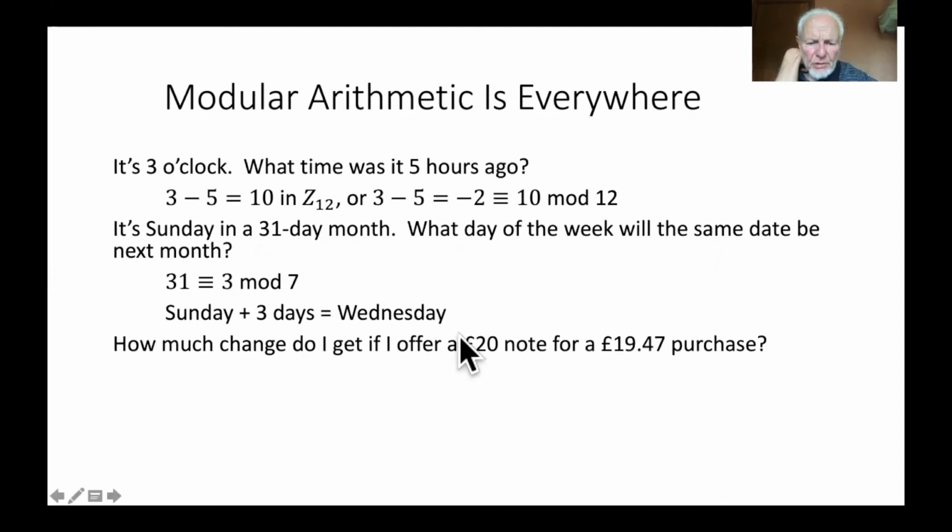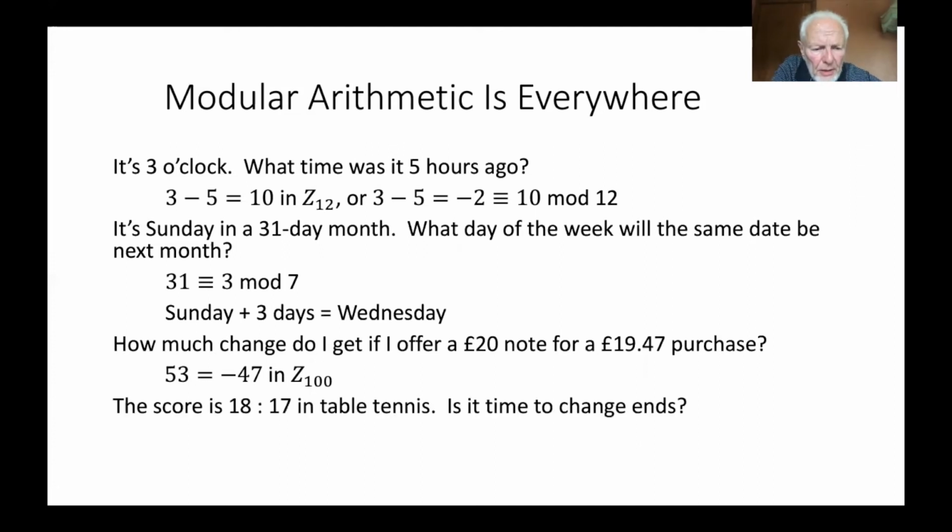How much change do I offer? £20 note for £19.47? Well, it's 53 pence, of course. And one way to think about that is that 53 is minus 47 in Z100. In fact, in any financial transaction, the pennies work in Z100. So you can work the pennies out separately, if you like, as long as you're not dividing.